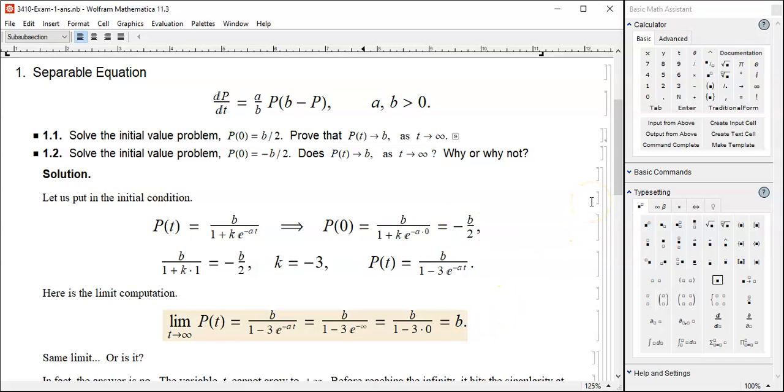And what do we have? T is going to infinity, B over 1 minus 3 e to the negative at. And t is positive infinity, so we have negative already there. So we get e to the negative infinity showing up. What's e to the negative infinity? That's 0, which means this is 0, so that's dropping out, which means this entire part is dropping out. What do you get? B over 1. The answer is B. Oh, we have the same limit as before.